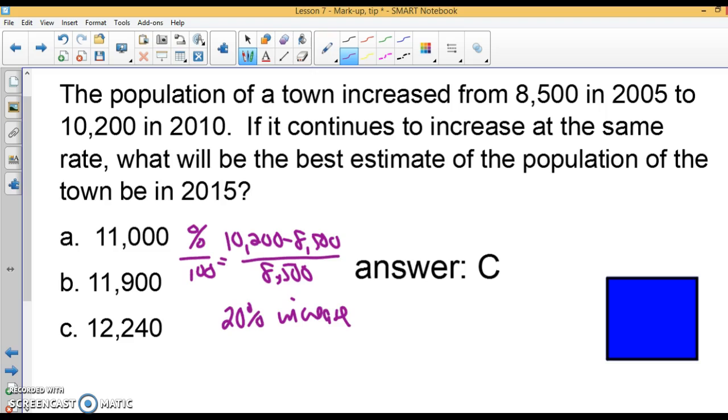Well, we're going another 5 years. So if we do a 20% increase, we're going to do 10,200 times 0.2, which is a 2,040 increase. And if you add these two, you end up with C. The key here is you've got to find the percent of increase. You can't just find the amount of increase because we're looking at the rate.